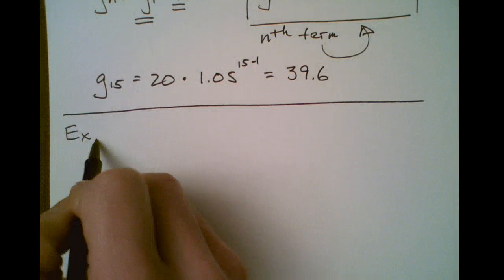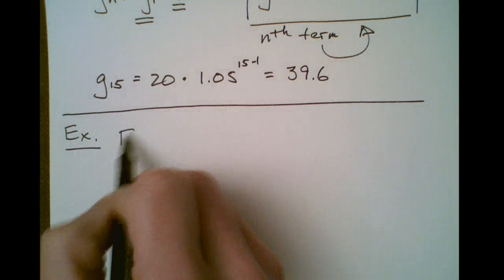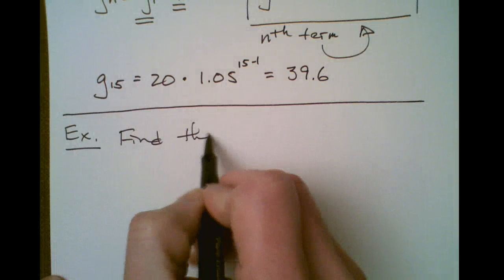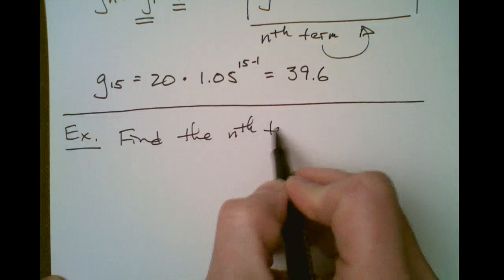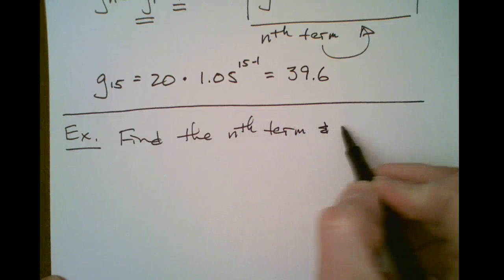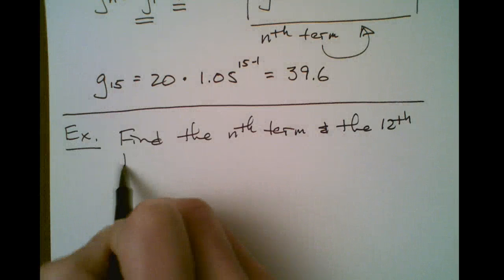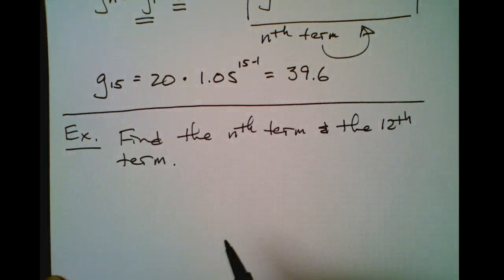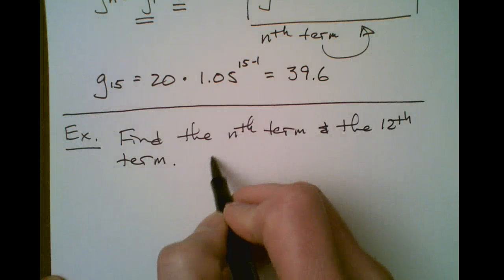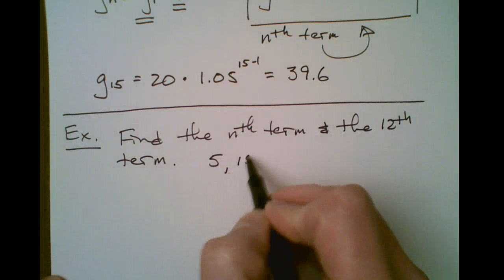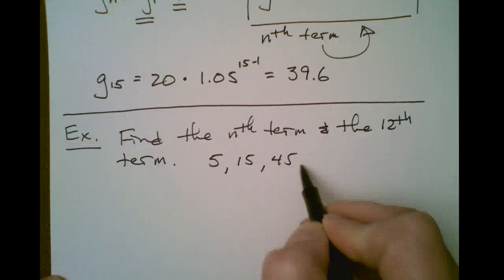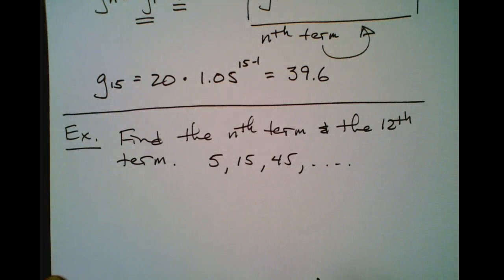So, example: find the nth term and the 12th term. Alright, and we're given the sequence 5, 15, 45, and so on.